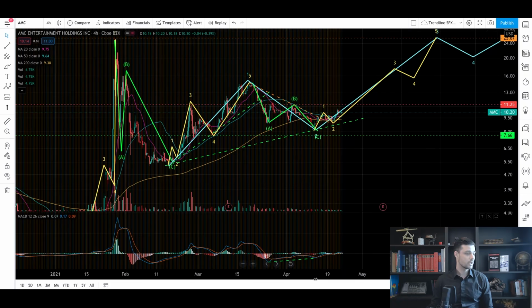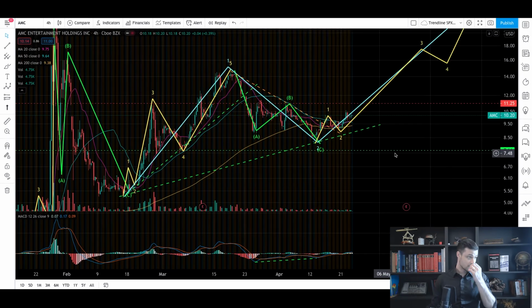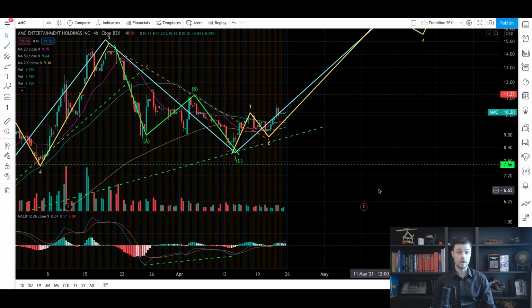Alright guys, so we are on the AMC chart. As usual, we start on the 4 hours time frame. So I'm gonna go step by step. I'm gonna use all the different techniques and I'm gonna try to conclude what would happen soon. I'm also gonna go quickly through the option interest because I'm an option trader and I think this information is very valuable if you know how to read it.